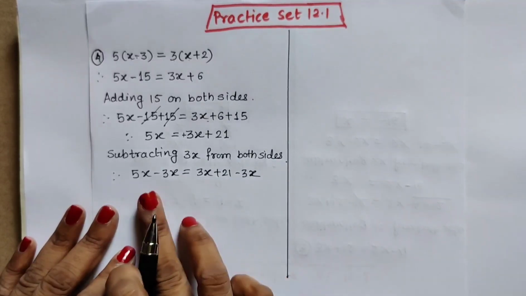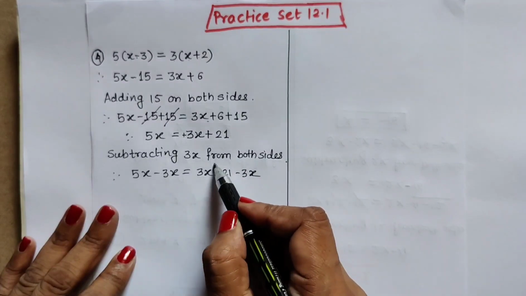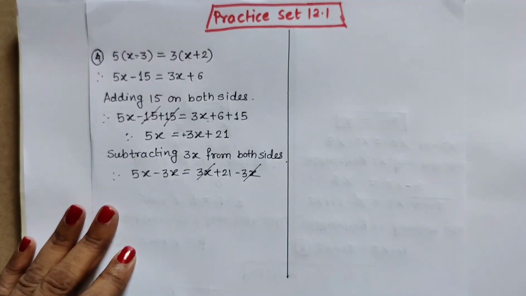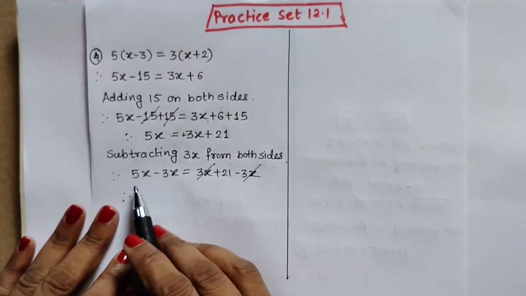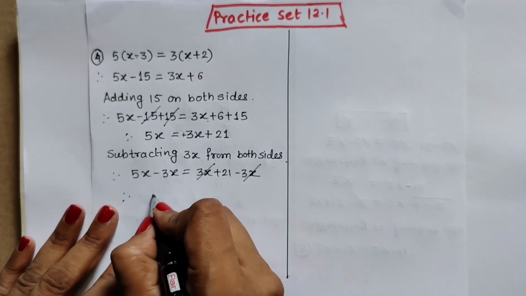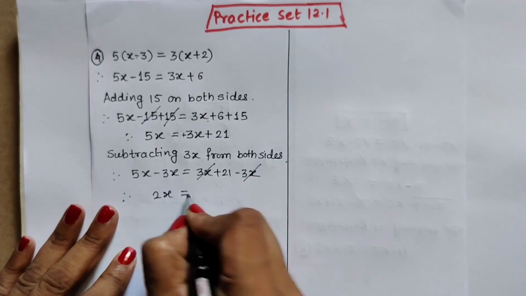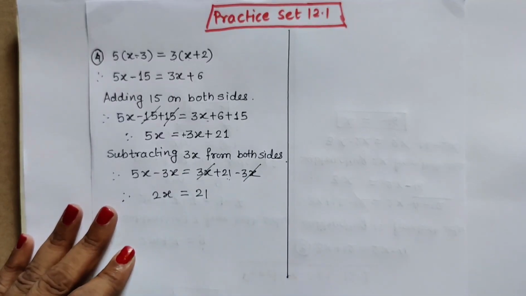We have subtracted 3x from left hand side and from right hand side also. Now see, on right hand side plus 3x minus 3x, answer will be 0. On left hand side what we will get? These are the like terms, x terms, so we can subtract them. 5x minus 3x, 5 minus 3, answer is 2. 2x is equal to what is remaining here? 21 is remaining.